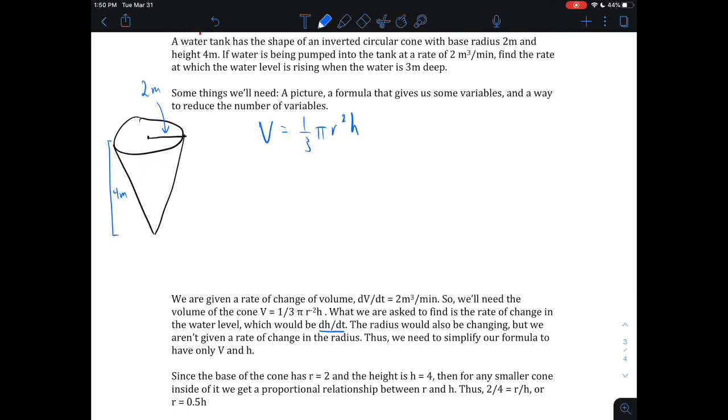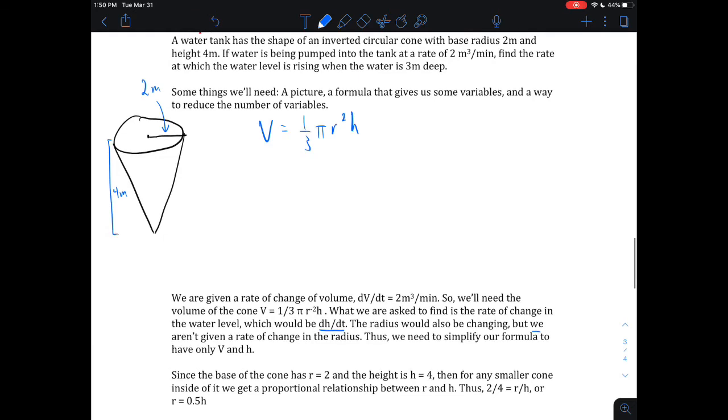Now, if the water level is changing, you can think that it's rising up. That means that the radius is also changing. So if there's a rate of change for height and volume, there's also a rate of change for the radius. But we aren't given a rate of change in the radius. So if I was to use implicit differentiation on this formula that I have right now, I would end up with a dV/dt, and then eventually a dr/dt and a dh/dt. But I don't have anything for radius. I don't have any rate of change. So I wouldn't be able to use that method.